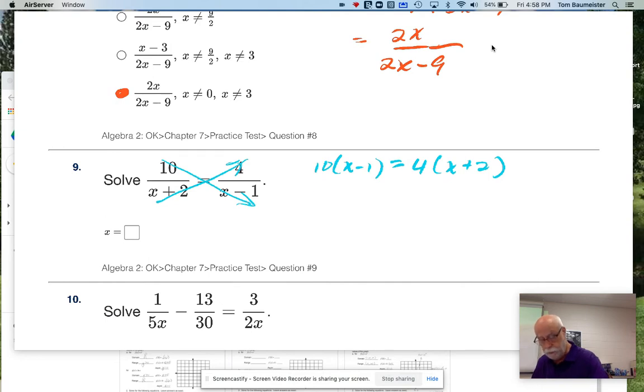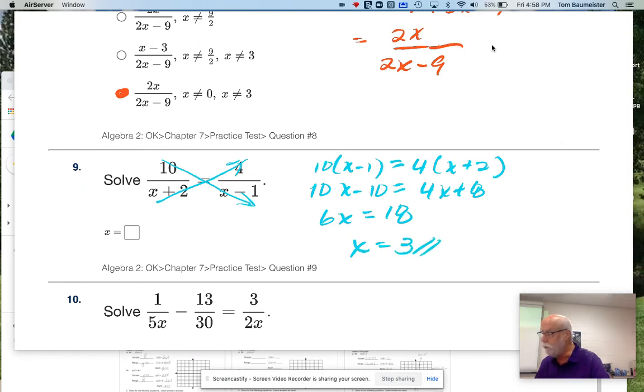So let's distribute. That'll give us 10x minus 10 is equal to 4x plus 8. So let's see, if I subtract the 4x, that'll give me 6x. If I add the 10, that'll give me 18. And then if I divide by 6, I'll get that x is equal to 3. And that is what my answer key has, so I know I'm done.